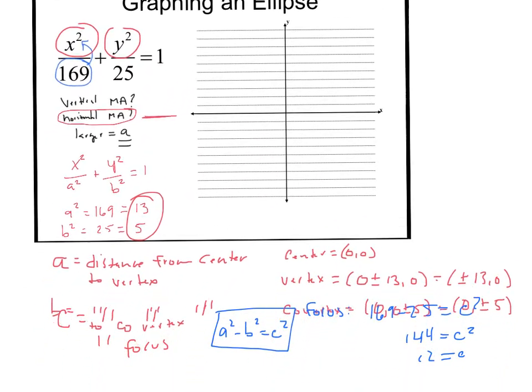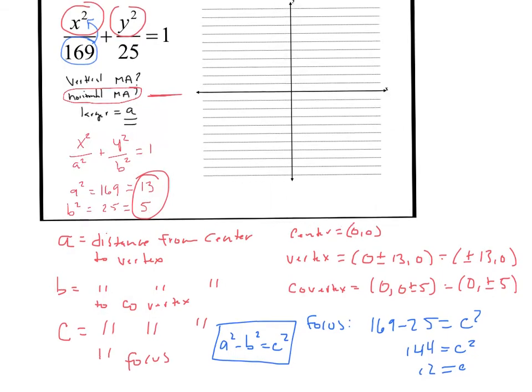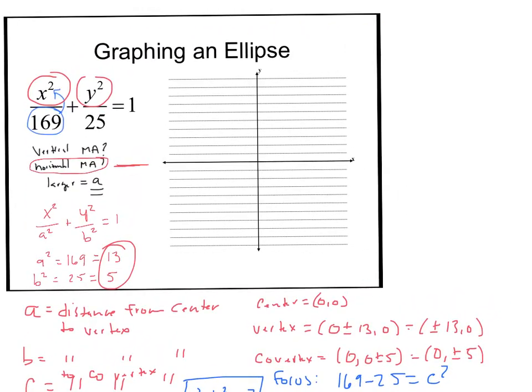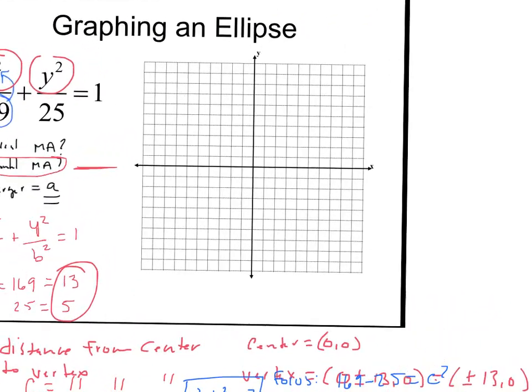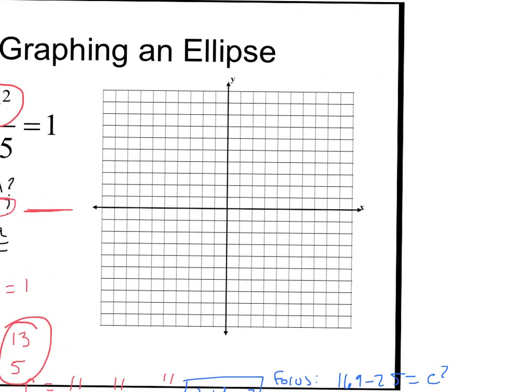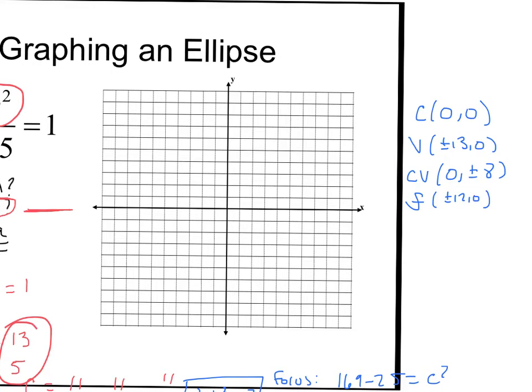Okay, so I'm going to go ahead and move this stuff, and I am going to zoom in on my graph. I'm going to go ahead and graph this. So I knew my center was at 0, 0. My vertex was at plus or minus 13, 0. My co-vertex, which I use CV, is 0, comma, plus or minus 8. And my focus is at plus or minus 12, 0.